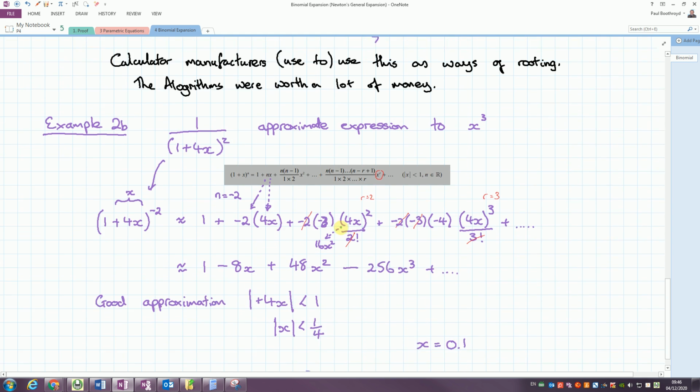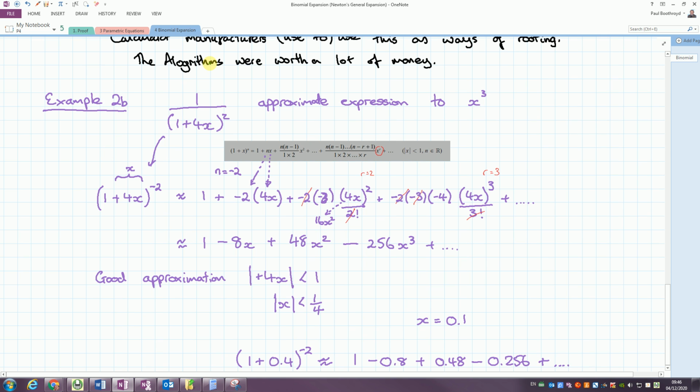Final example is this example 2b. We've got the approximate expression for x cubed, so we need to expand it. We go through the same process. We identify n is minus 2 for the power. That's what puts it on the bottom. The minus is what stops us using the normal formula. We've got 1 plus, and then everything that's being added, everything after the 1 is what replaces my x, so the plus 4x. We expand it, so we use the formula from the book. It's in the P2 part of the formula booklet.